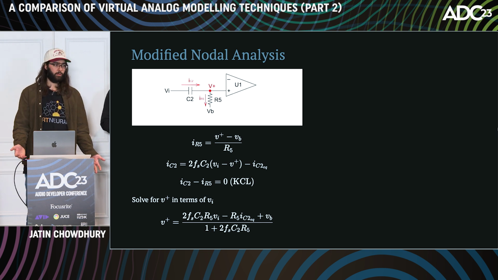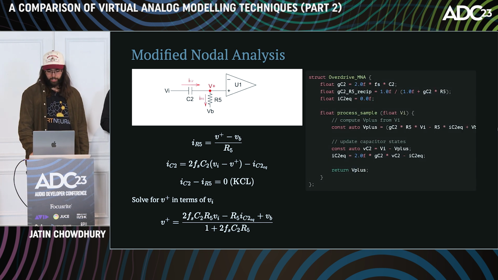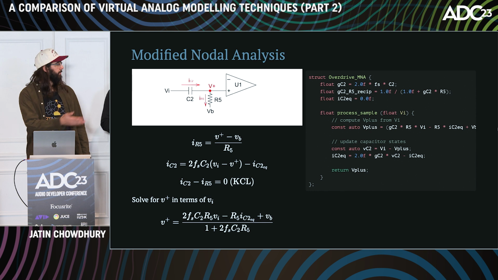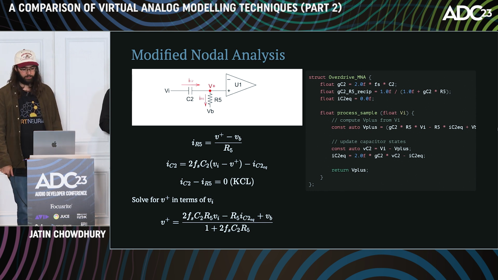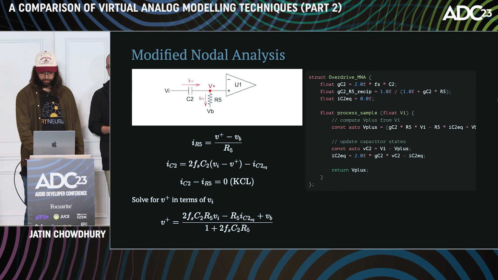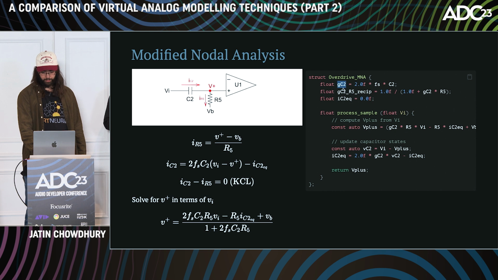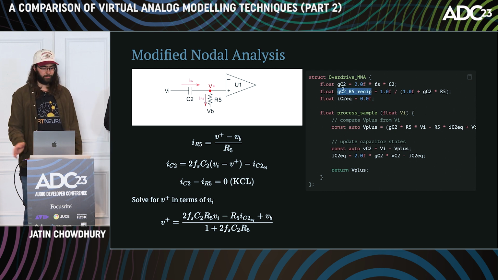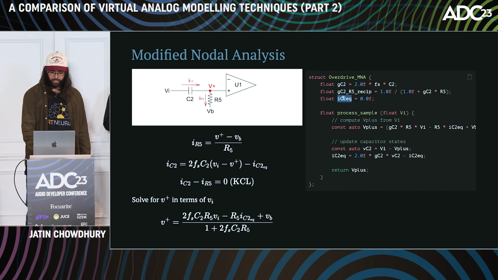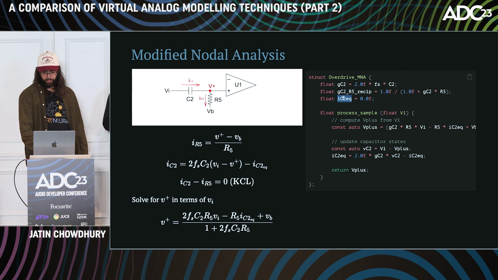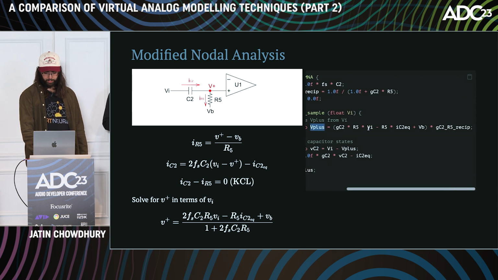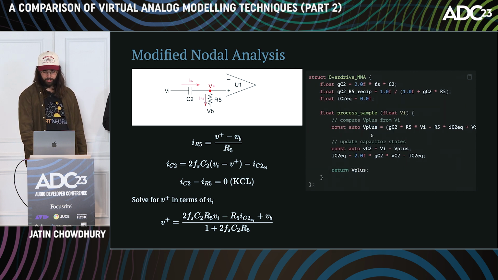The way we would implement this in code is to basically just write down everything that we've written down here. We have our capacitor 2 admittance, that's this GC2. This is just a temporary variable to get rid of some multiplies. And then we have our capacitor 2 state. So we can compute V plus using the equation that we derived here. And then we can update our capacitor state using the capacitor update rule.